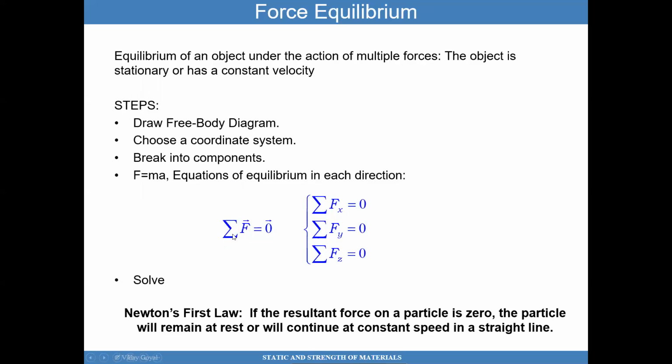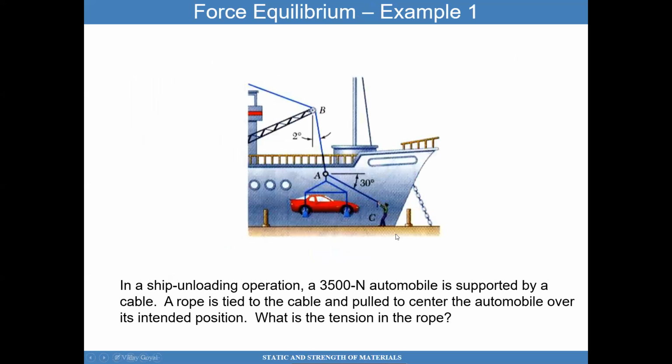And F equals ma comes from Newton's first law. If the resultant force on a particle is zero, the particle will remain at rest or will continue at constant speed in a straight line. So that's really where these formulas come from.